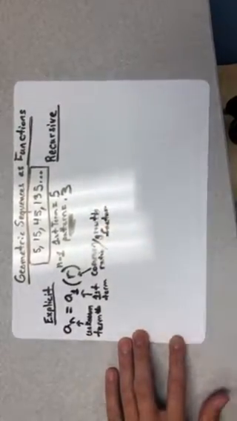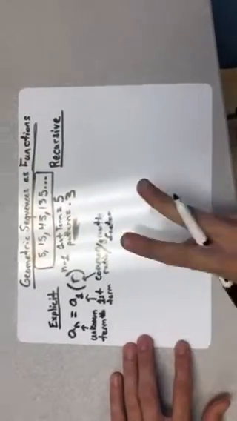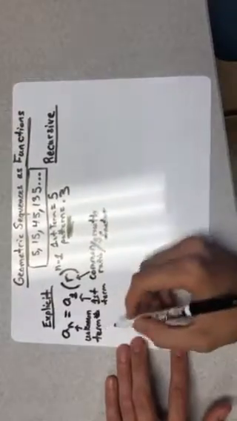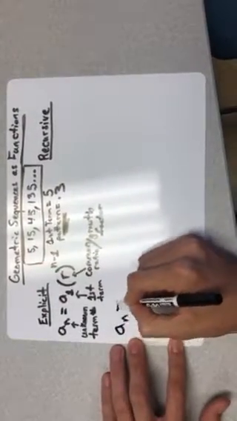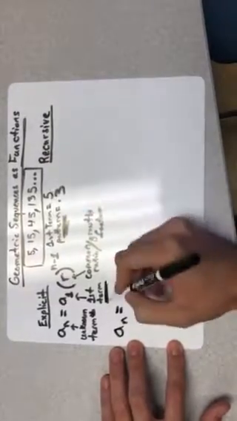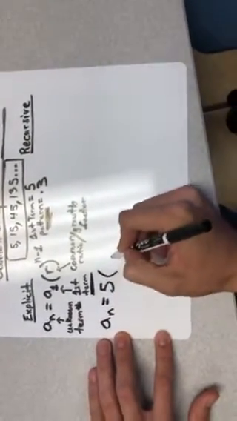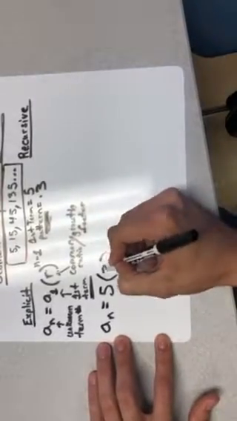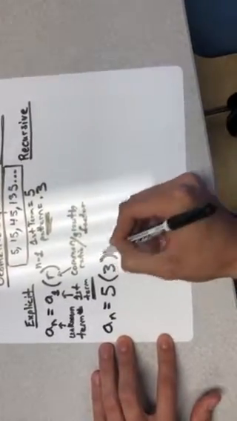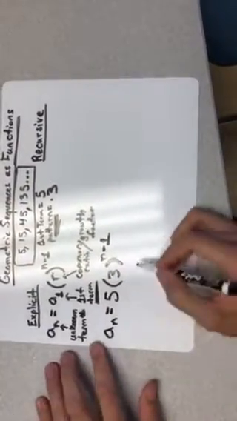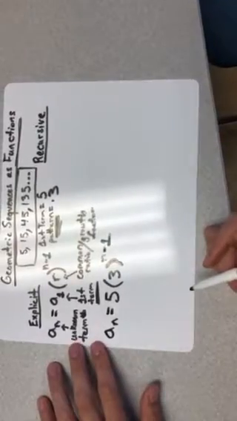So let's write our explicit function real quick. I said we only need two pieces of information: our first term and our pattern. So I write a sub n equals our first term, which is 5. Then in parentheses, I write our common ratio or pattern, which was multiplying by 3, so I just write 3. And then I write n minus 1. We can use this to find any term in our sequence.